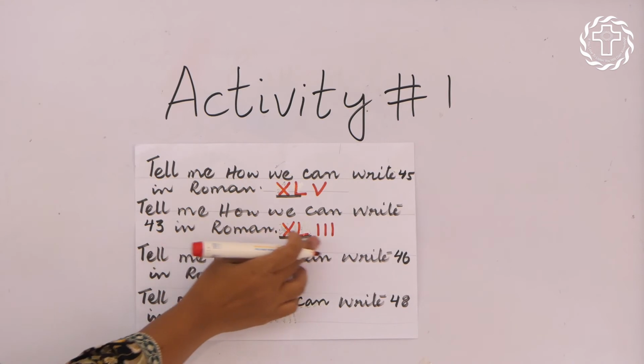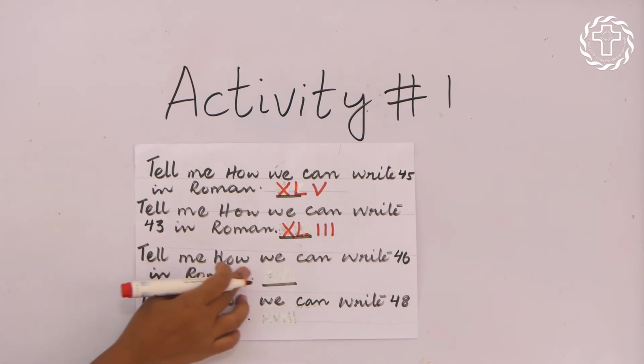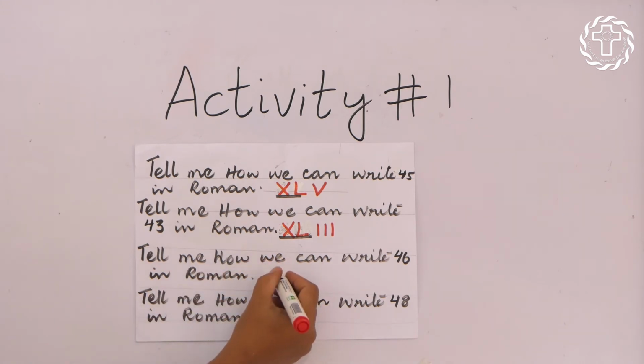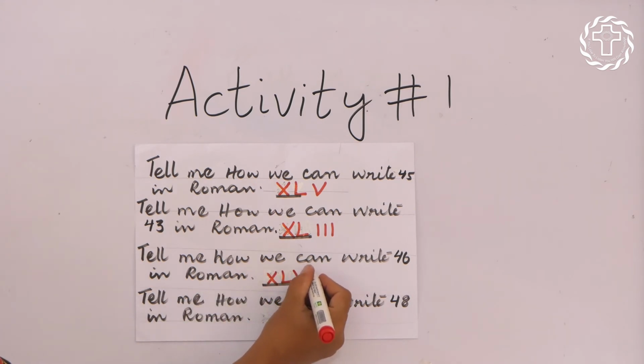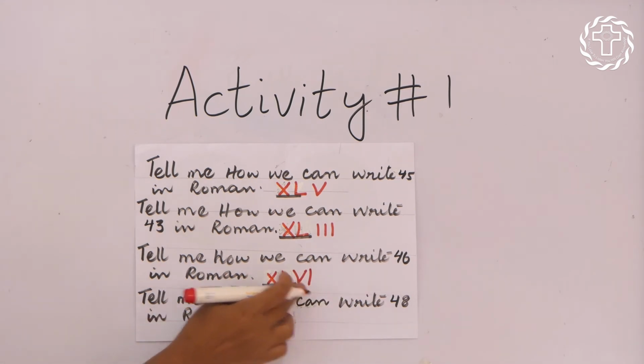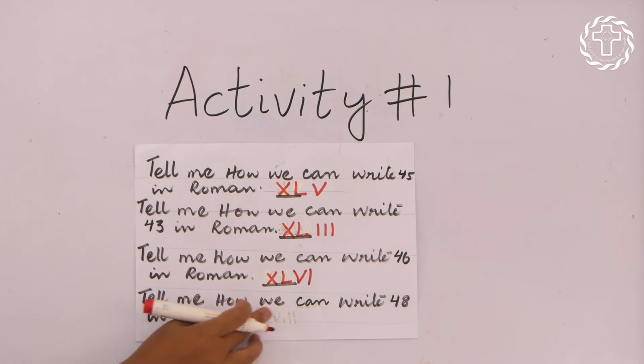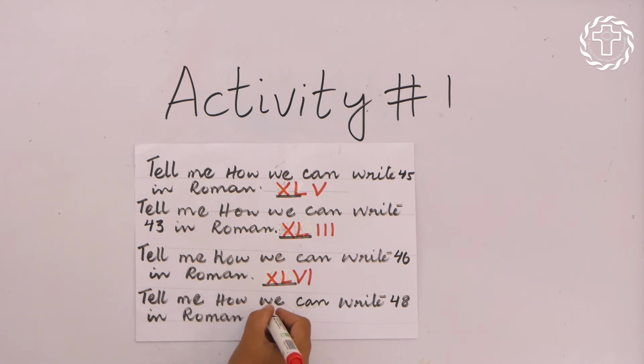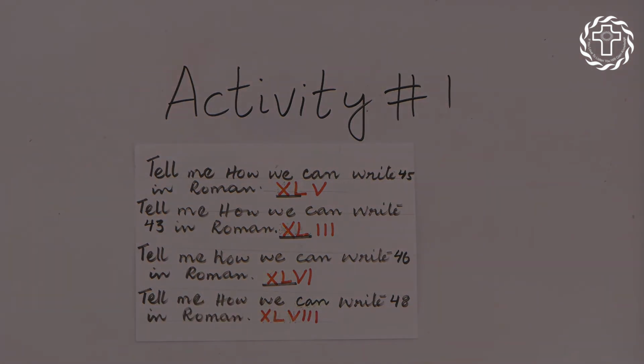III is 3. 43. Tell me how we can write 46 in Roman. XL is 40, VI is 6. 46. Tell me how we can write 48 in Roman. XL, 48. III, 48.